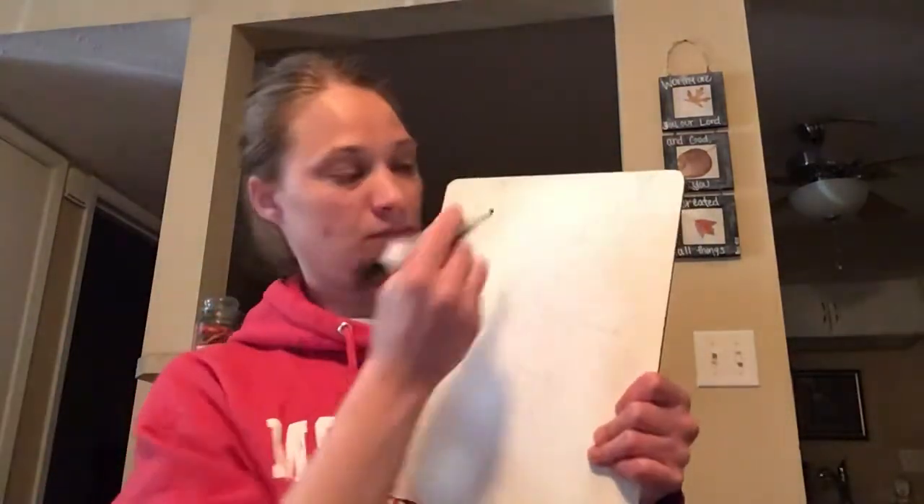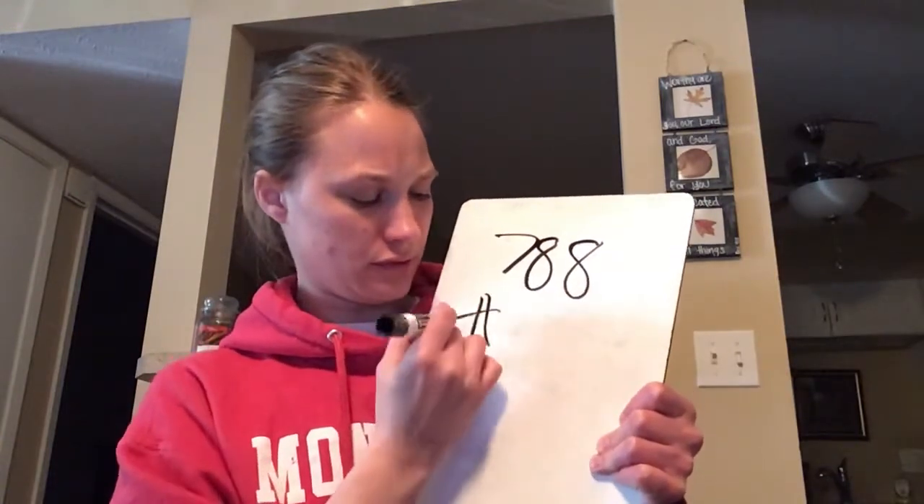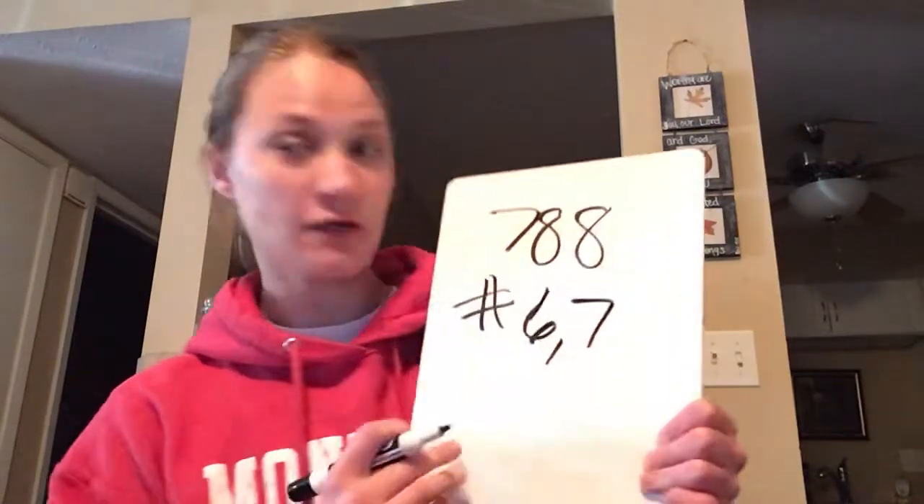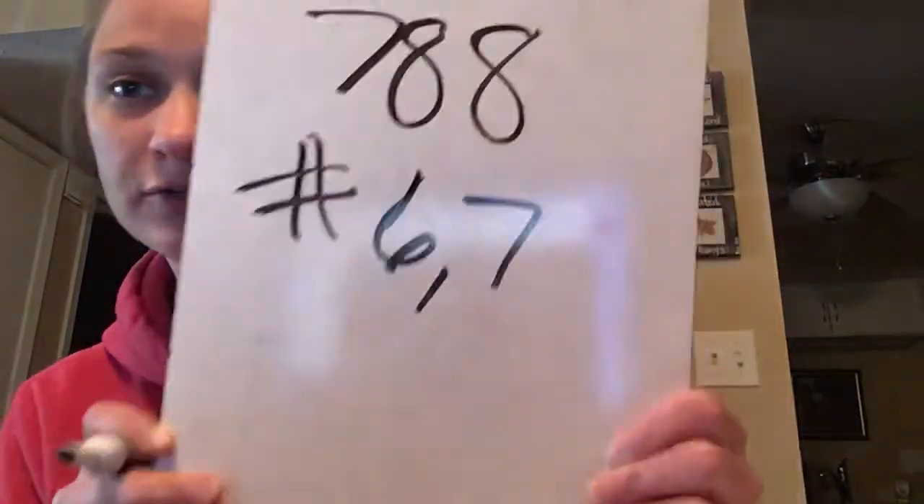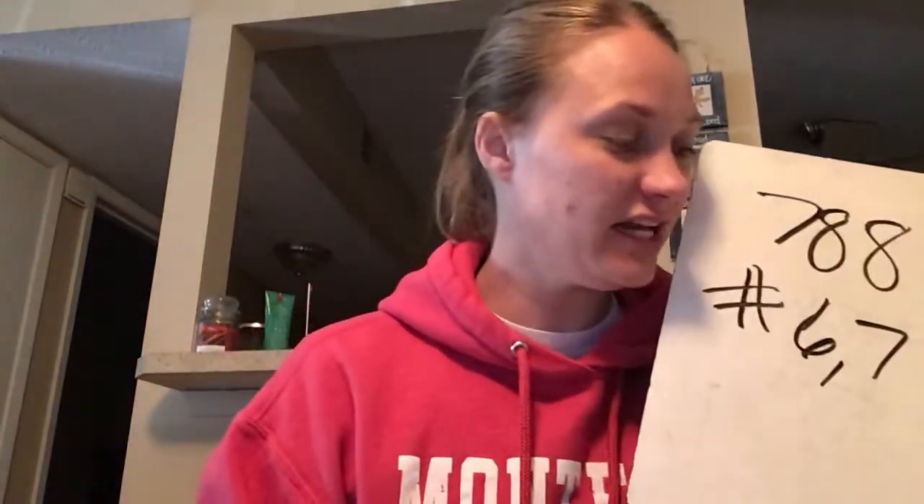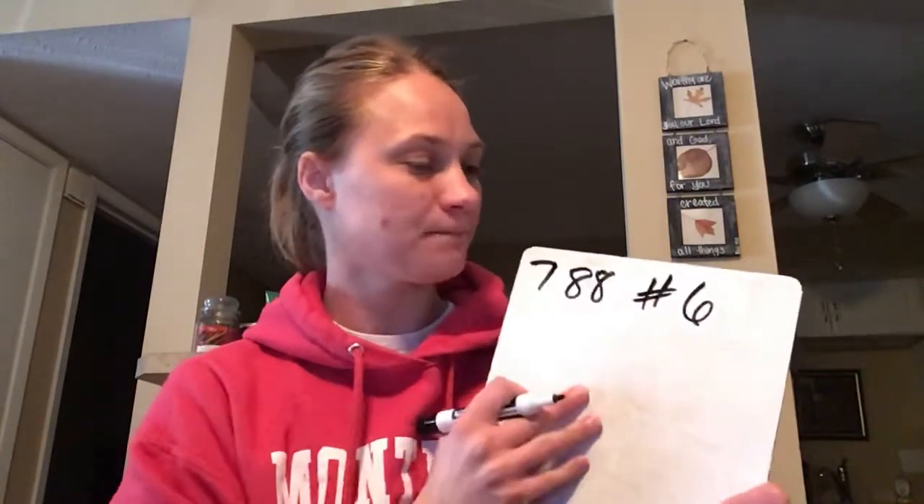Okay, we're going to jump over to page 788. And we're going to do numbers, what did I say? 6 and 7. Okay, so if you don't need those, skip ahead if you want to. But on page 788, we're going to simplify the ratios for number 6 and 7. If you don't need those, skip ahead. Whatever. So 788, number 6.